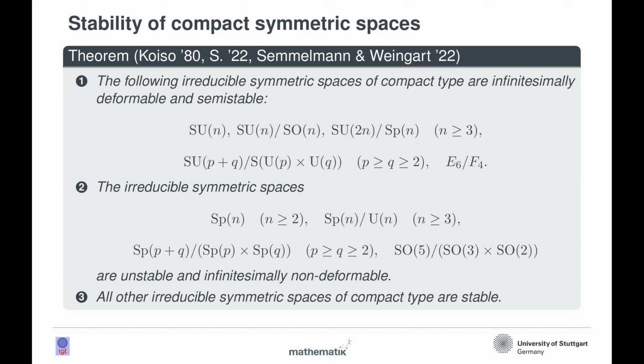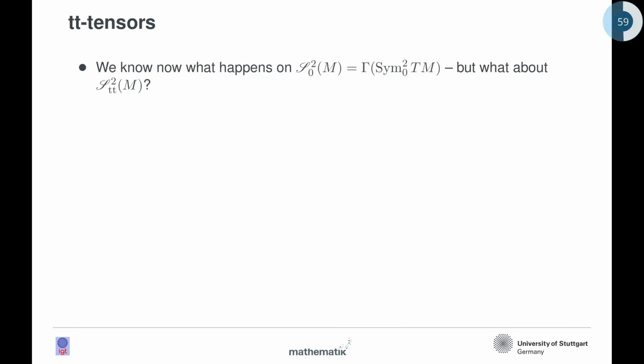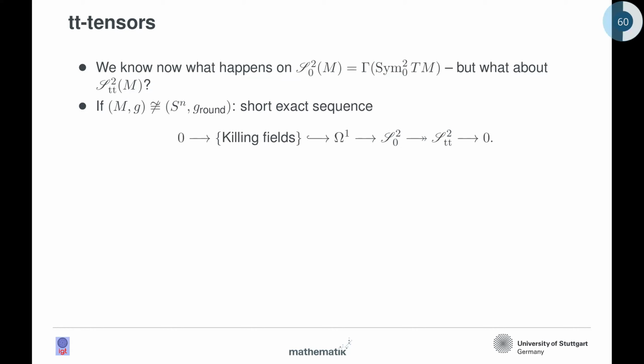Okay, so yeah, why are there several authors here? Well, Koiso did most of this, but he left some gaps. And these gaps were only recently filled by myself and Uwe Semmelmann and Gregor Weingart in 2 articles. And the gaps were left because of this divergence issue. So there were sometimes candidates for destabilizing directions, but it was not clear whether they are actually divergence free. And in fact, this all works out pretty well on this bundle of traceless symmetric 2 tensors. But what about tt-tensors? And this can be remedied like this.